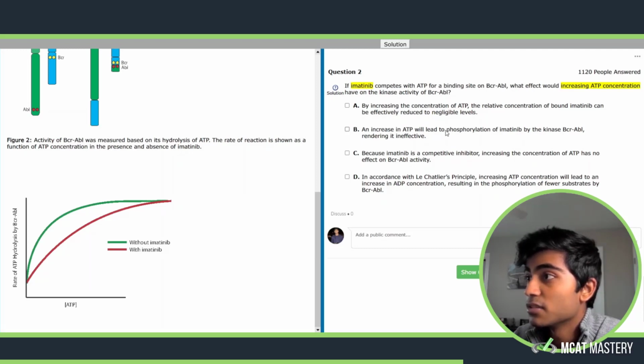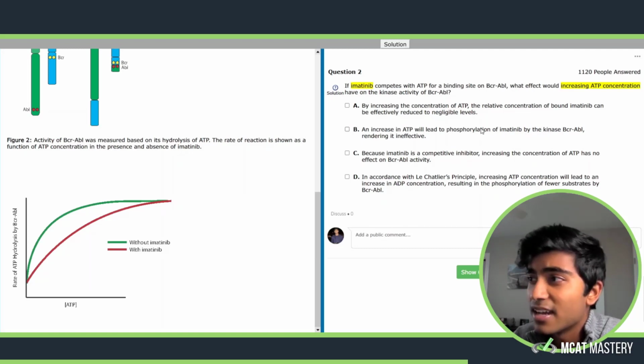An increase in ATP will lead to phosphorylation of imatinib by the kinase BCR-ABL. No, the kinase is not phosphorylating imatinib. There's no phosphorylation of imatinib. And by looking at this phrase, I'm going to cancel this answer choice because that is not what happens.